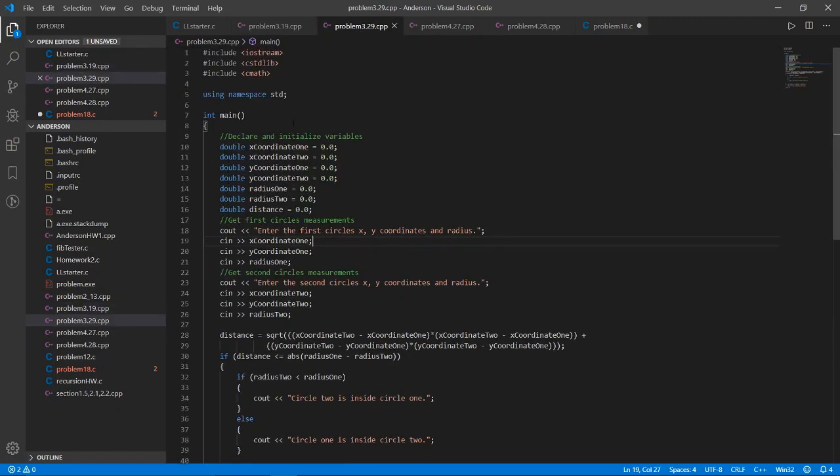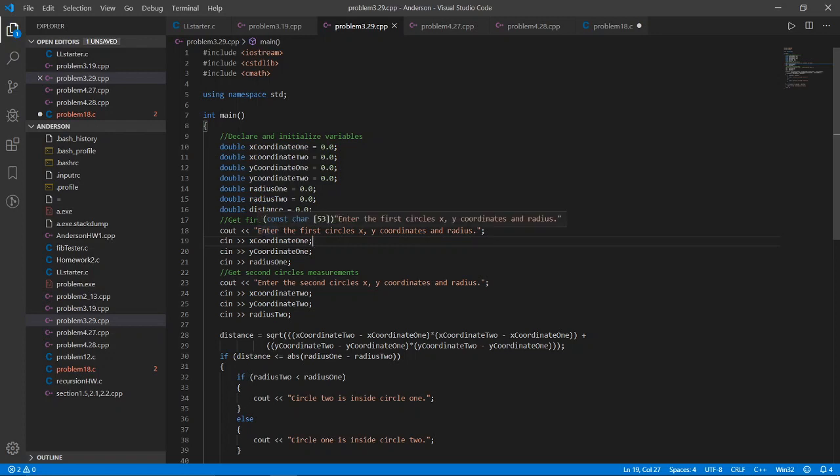Our next one definitely gets a lot trickier than our first one. This is how I accomplished it. So we have two circles, so they will each have an x and a y coordinate. So for the first circle, x coordinate 1, y coordinate 1, radius 1. And then we're also going to need distance because that is part of our formula for figuring out our answers for what we're looking for. So we have all of these initialized.